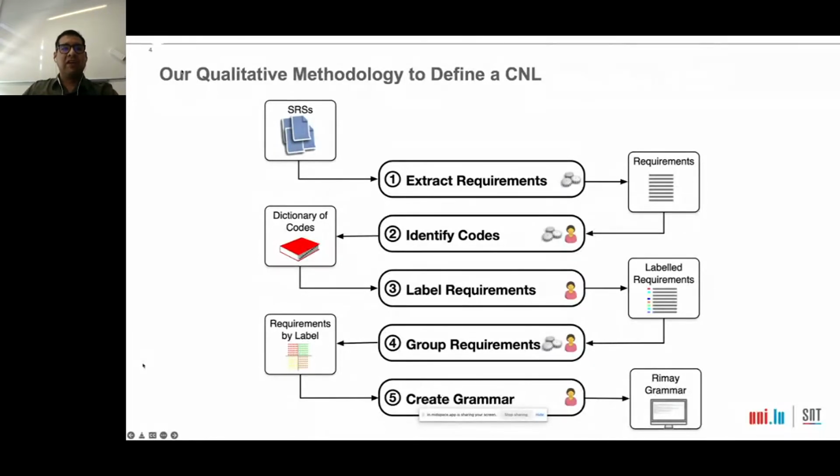Fourth, once we have labeled all the dataset, we group requirements that share the same code to better identify information content amongst requirements. And fifth, once we identify the information content of requirements, we derive grammar rules.